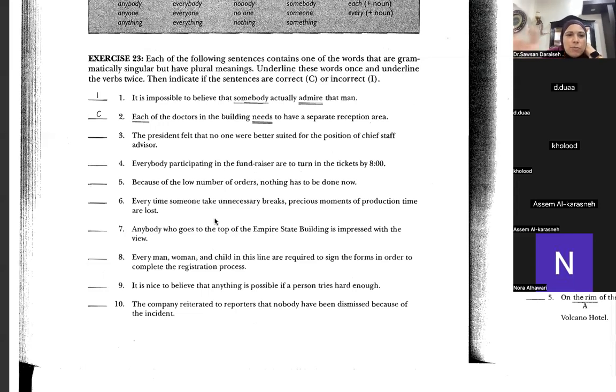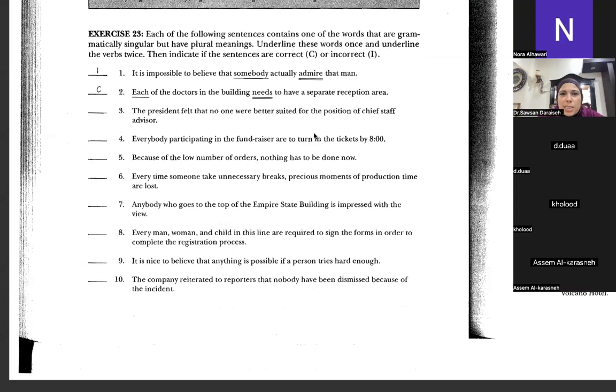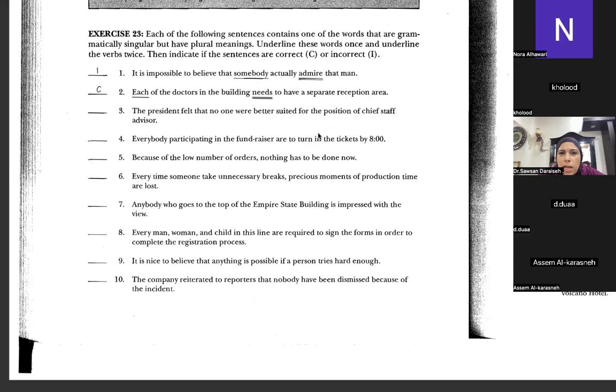Okay, so we have 1 to 10. See those sentences? Let me have hands up. Who would like to do one of these? Tell us whether it's correct. It says here, each of the following sentences contains one of the words that are grammatically singular but have plural meanings. Underline these words. So please, if you find the word that we're talking about here, underline it.